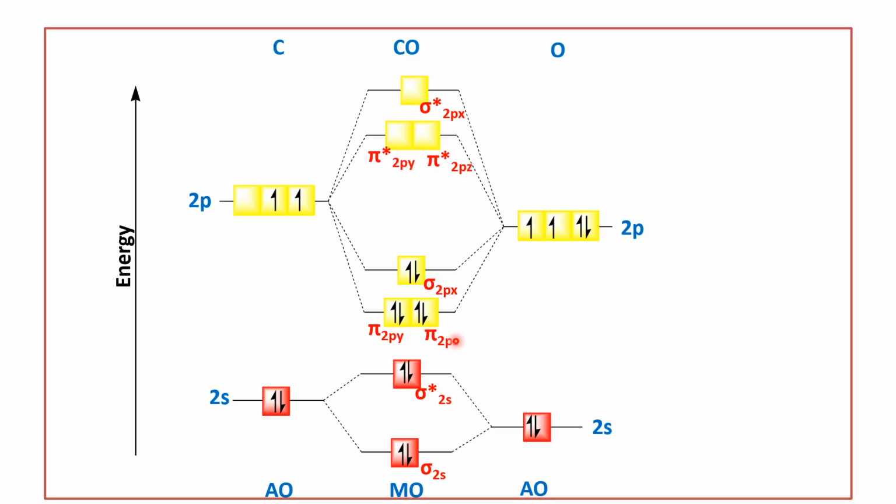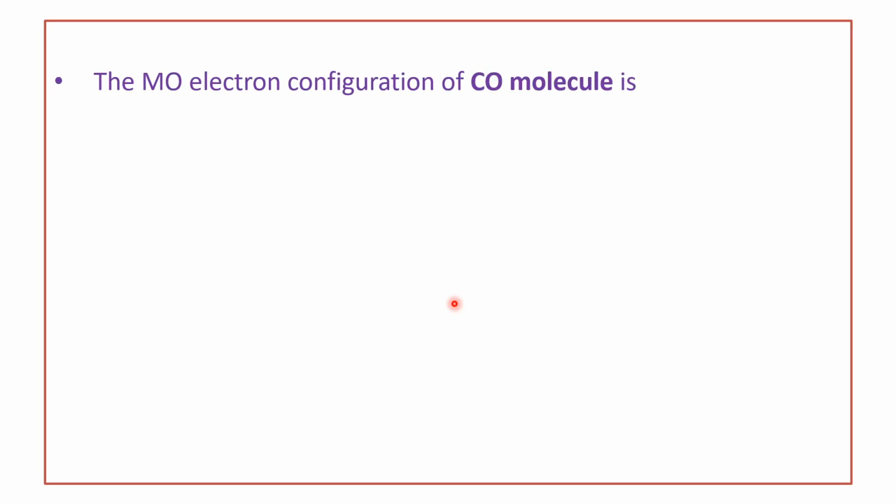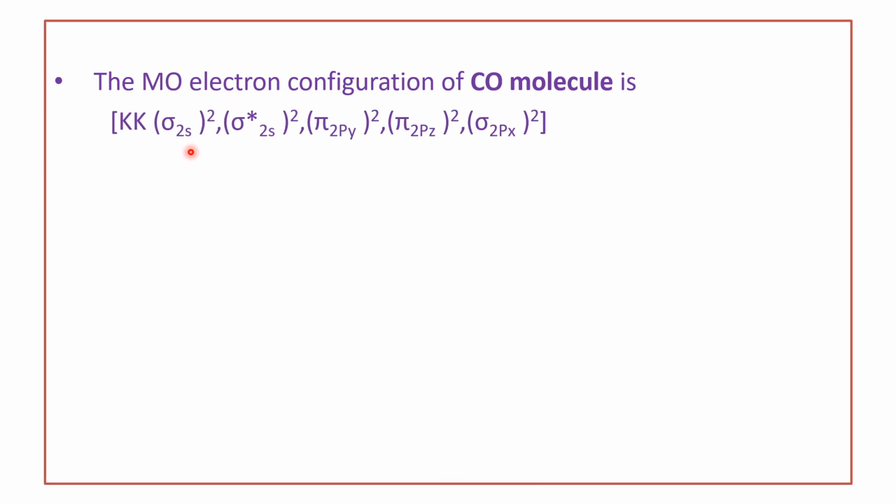Now from this diagram, we can find out the electronic configuration. For the electronic configuration, first of all, we have to write the letters KK for the 1s atomic orbitals. Then there will be the sigma 2s2, sigma asterisk 2s2, then pi 2py2, pi 2pz2 and sigma 2px2. So the MO electron configuration of the carbon monoxide molecule is KK, sigma 2s2, sigma asterisk 2s2, pi 2py2, pi 2pz2 and lastly sigma 2px2.